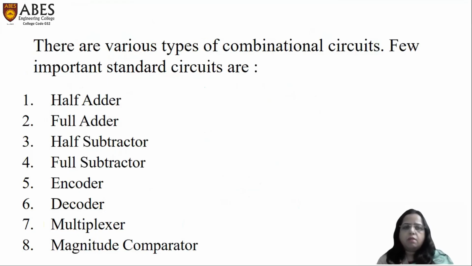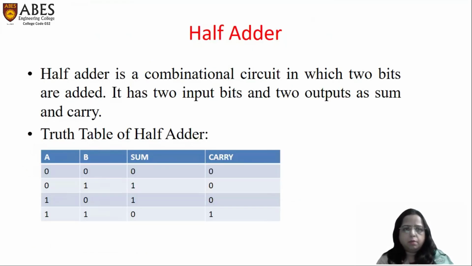There are various types of combinational circuits. A few important standard circuits are half adder, full adder, half subtractor, full subtractor, encoder, decoder, multiplexer, and magnitude comparator. We would be discussing these standard circuits in further lectures. Today we would be discussing the first combinational circuit, that is the half adder. So what is a half adder?